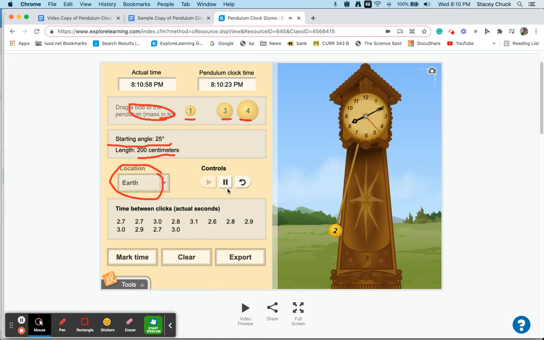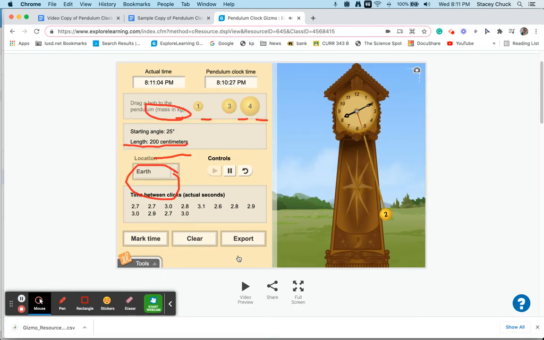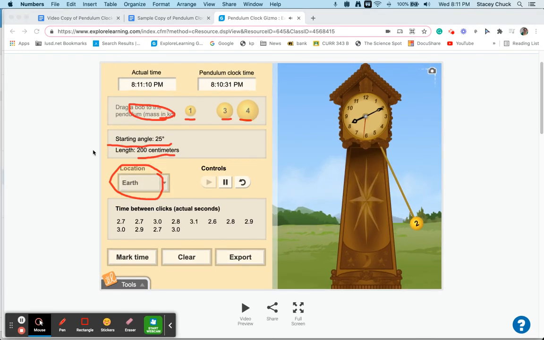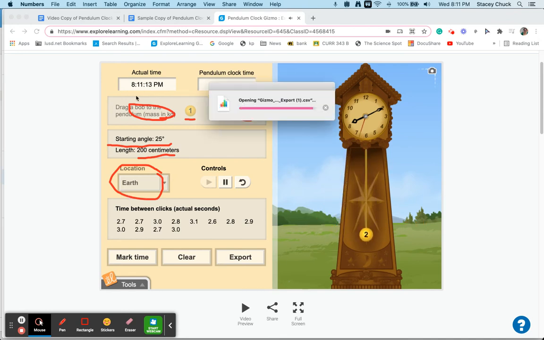Now here's a little trick for figuring out the average. If you hit export on here, it'll download an Excel document or a Numbers document, depending on the computer you're using.